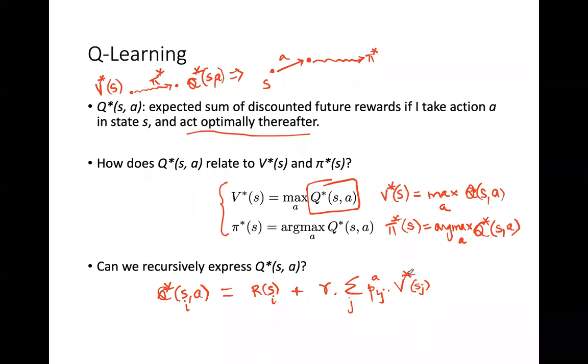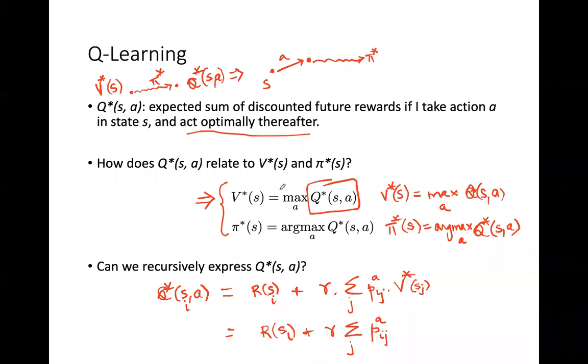Does that make sense? Okay, so if we have this, well, this is not quite a recursive expression because we've written Q star in terms of V star, but hey, look, we figured out how to rewrite V star in terms of Q star. So let's just substitute that back in. So we get a nicer looking thing, which is an equation only involving Q star.